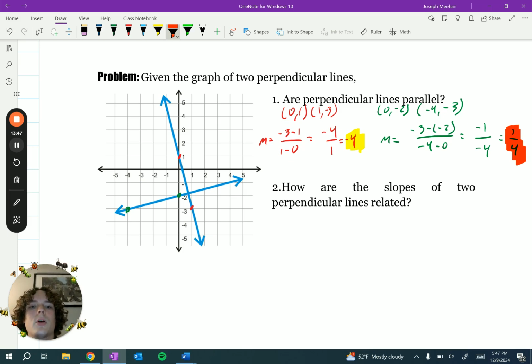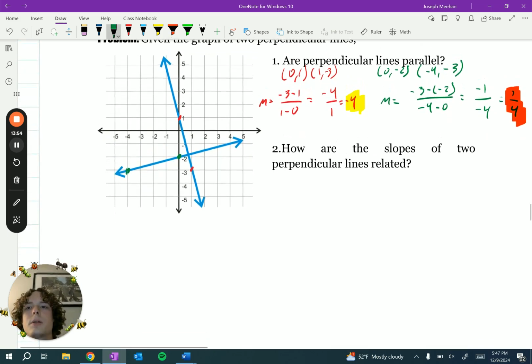It then asks, how are the slopes of two perpendicular lines related? Well, this is the interesting part. If you had two perpendicular lines, let's say the slope of the first one is x over y. Let me use a different color. X over y. All right?